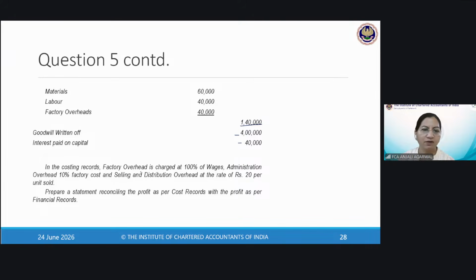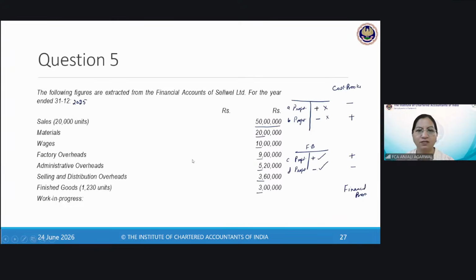So in the costing records, factory overheads are charged at 100% of wages, administration overheads are charged at 10% of factory cost, and selling is charged at 20 rupees per unit sold. So you have to prepare a statement, reconciling the profit as per cost records with the profits as per financial records. So let's first prepare the financial profit and loss account.